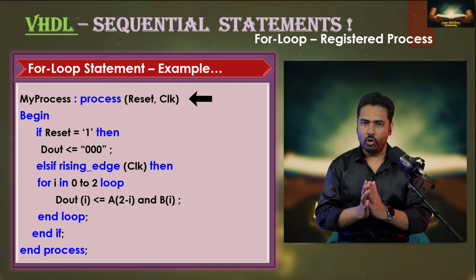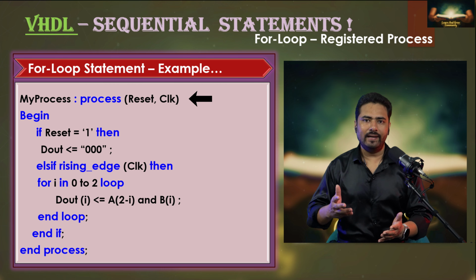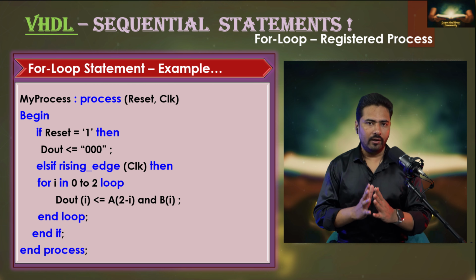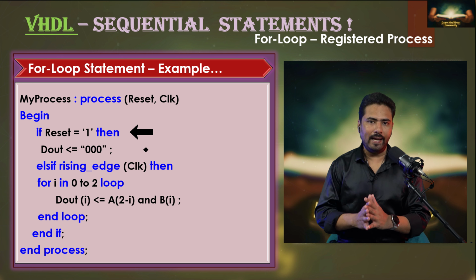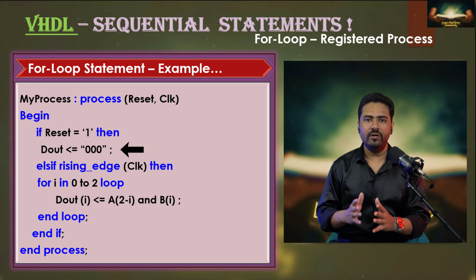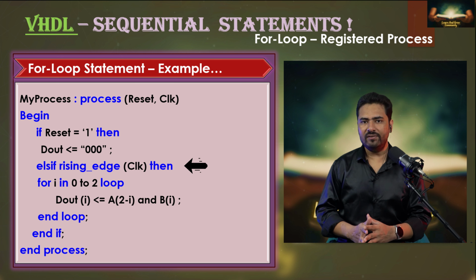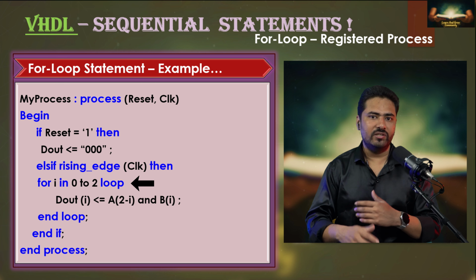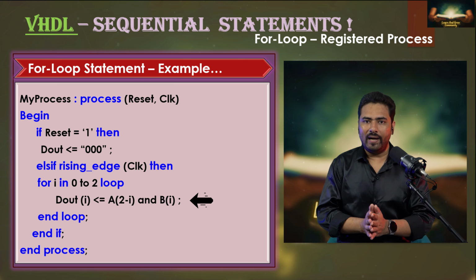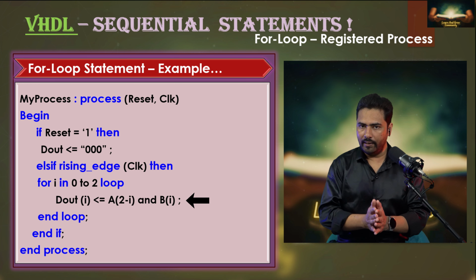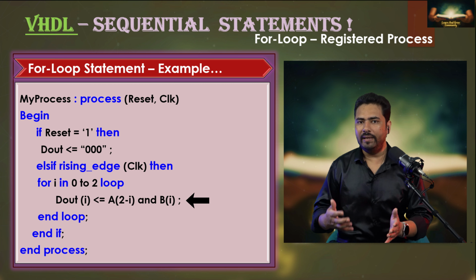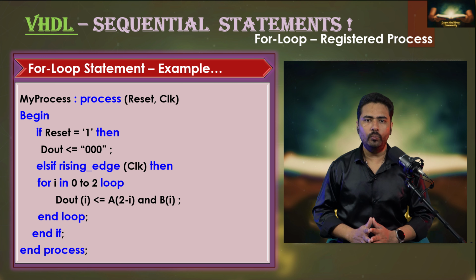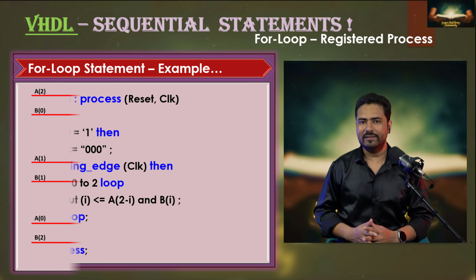My process: process (reset, clock) begin if reset = 1, then Dout gets the value of 0, 0, 0. Else if rising edge of clock, then for I in 0 to 2 loop, Dout(I) gets the value of A(2 - I) and B(I); end loop; end if; end process.